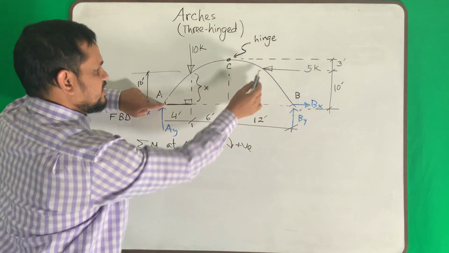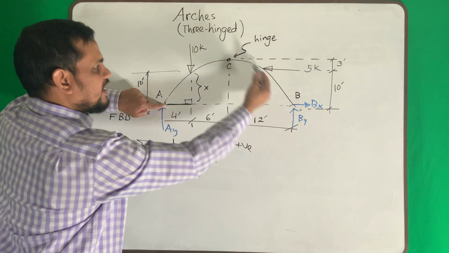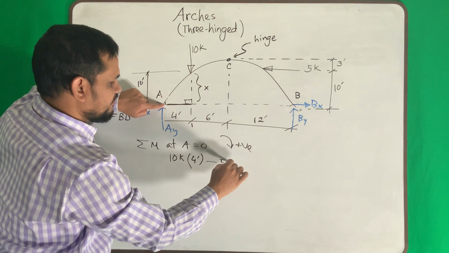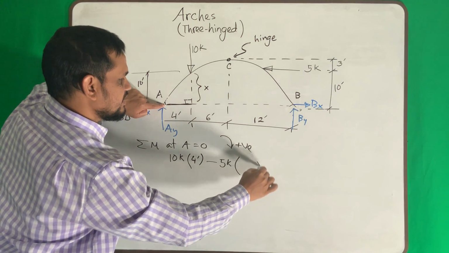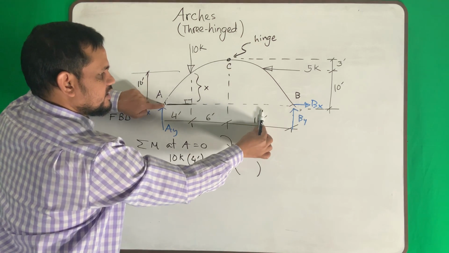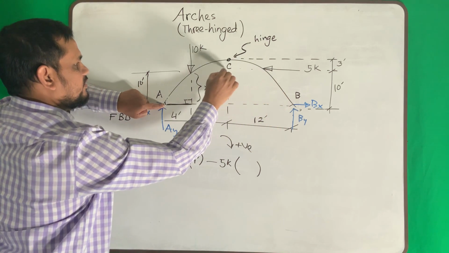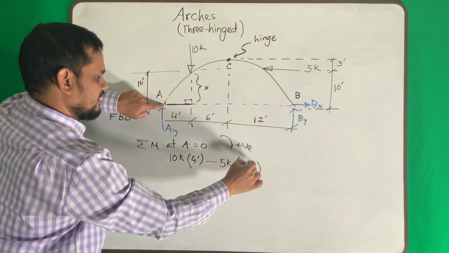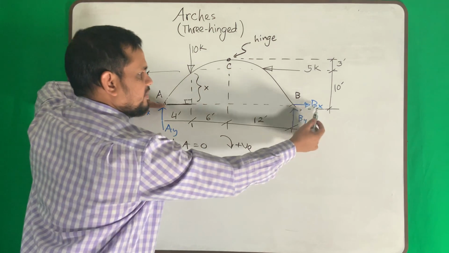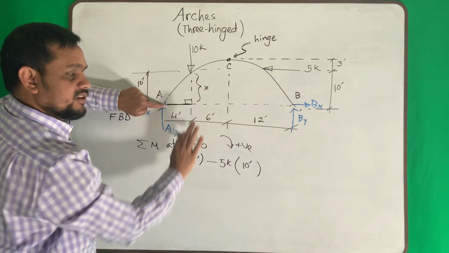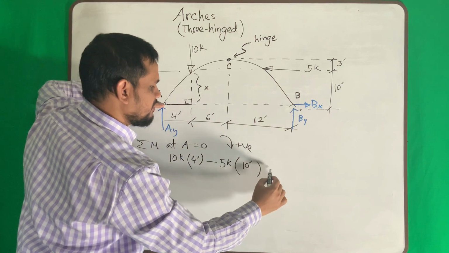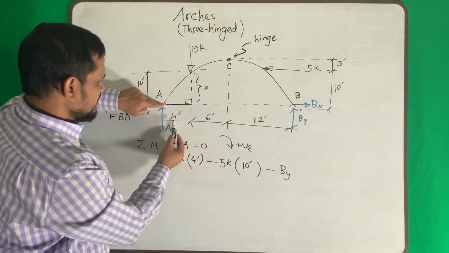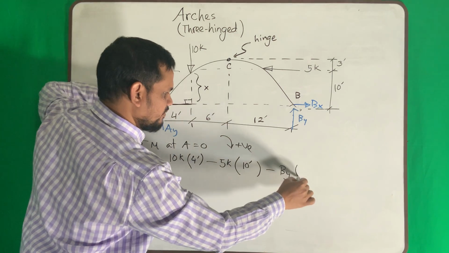Then next force, this force. And this is going that way. This force will produce counterclockwise moment, so it's negative. So 5 kip, and then distance, what is the distance? Is this distance? No. This force is going through this way. So this is my distance, now 10 feet. Any other force, BX? BX is going through the same point, so it will not create any moment. So BY, again BY will produce counterclockwise moment. Distance is 4, 6, 10, 22 feet.